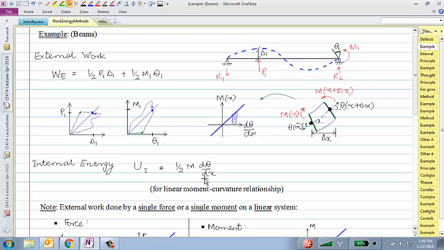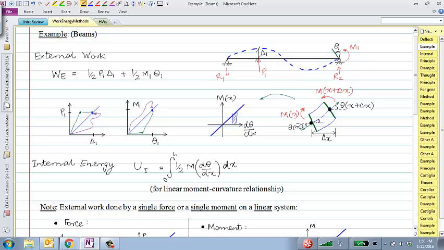What do I do? How did I calculate the total energy stored in a truss? I had 7 members, so I summed it up over all the 7 members, right? For the beam, how many sections are there? Infinitely many sections. So if I want to calculate the total energy stored in the beam, I would do integration, right? So I would need to integrate this entire thing over the entire length of the beam. So dx integral 0 to L.